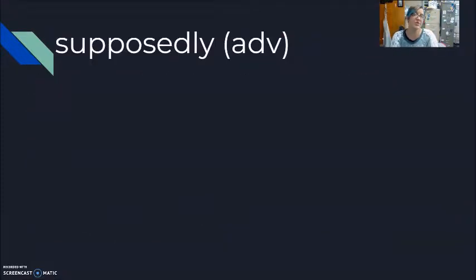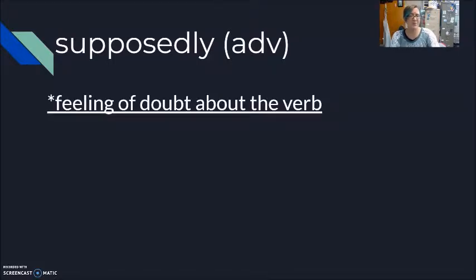The last piece for us to compare with this verb of suppose is the adverb supposedly. Supposedly. It gives a feeling of doubt about the verb. For example, she called me yesterday. She was supposed to call me. She didn't call. She supposedly called me. Maybe she told me she called me, but I don't believe her. I doubt her. I don't see a call in my history. I think she's lying.